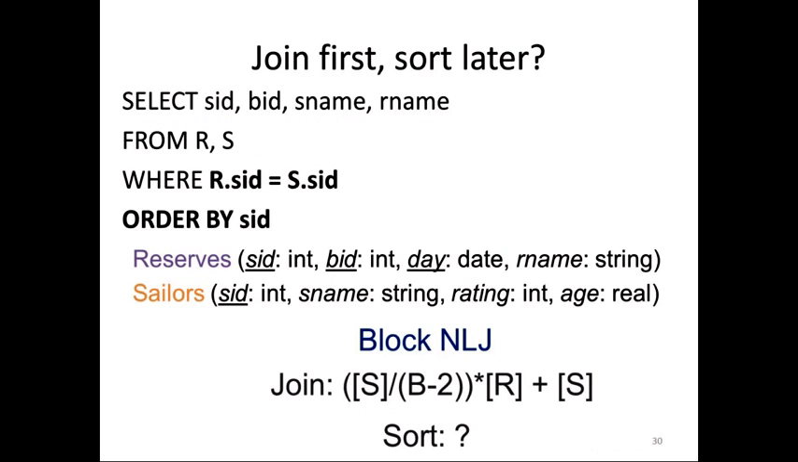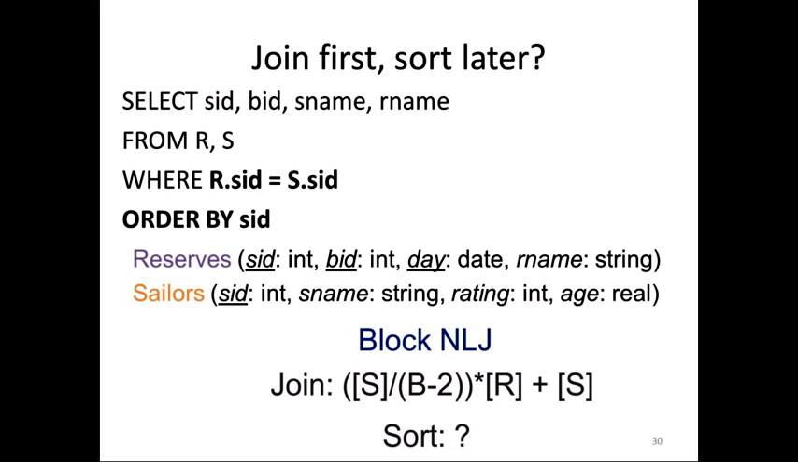Okay, now assuming that we might need a sorted result anyway out of the join. For instance, we just want to display the result of the join and we want to display it in order. Assuming, for instance, we have this query: select from R and S where they have the join condition on the common attribute sailor ID, order by sailor ID.